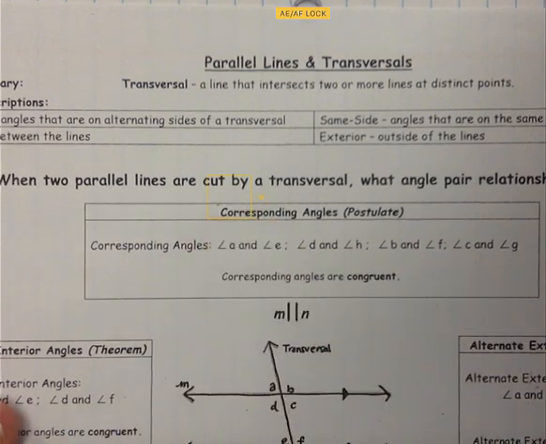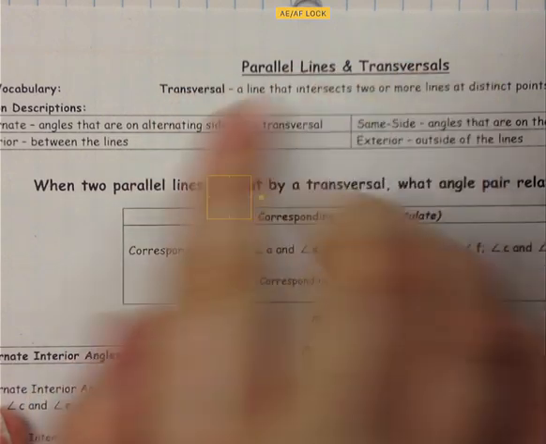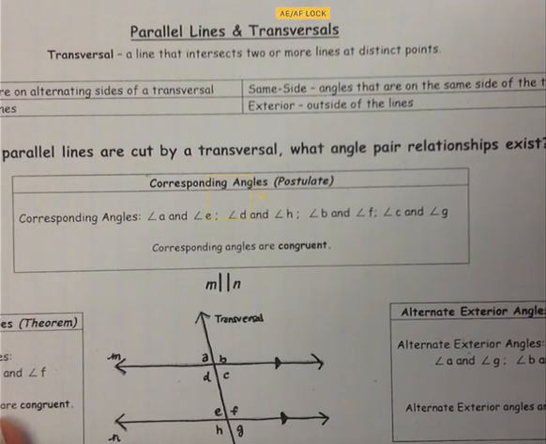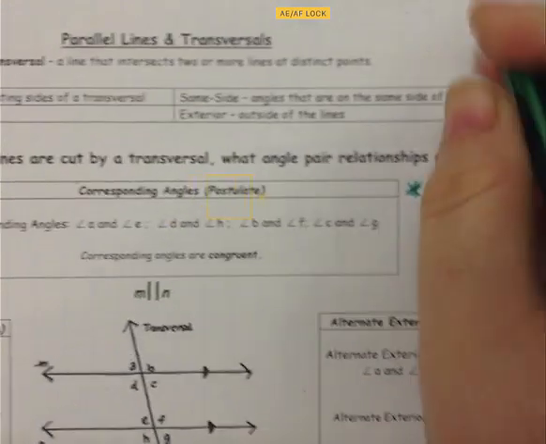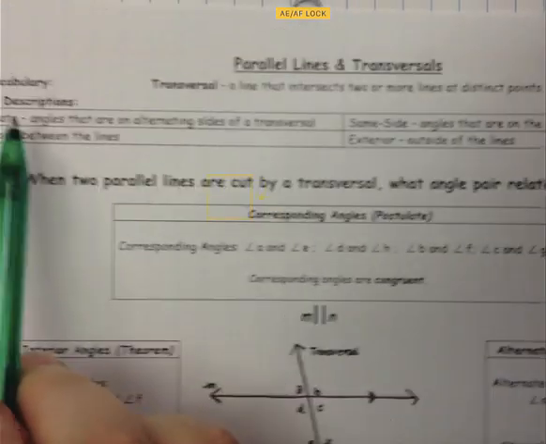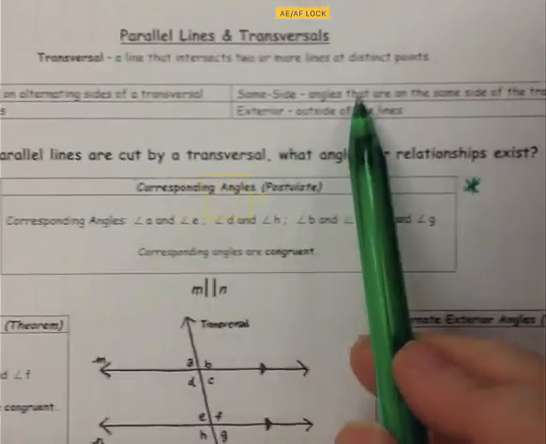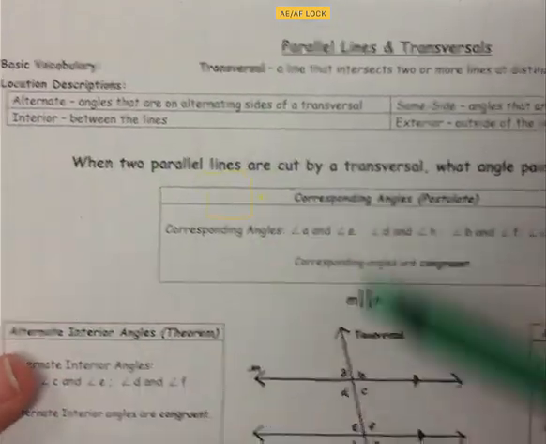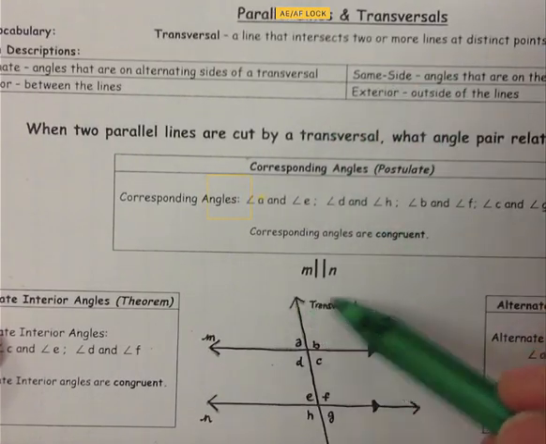Corresponding angles are the one type of angle where you don't just pick one or the other. Alternate means angles that are on alternating sides of a transversal, and same side means angles that are on the same side of the transversal. Interior means in between the two parallel lines, and exterior means on the outside of the parallel lines.